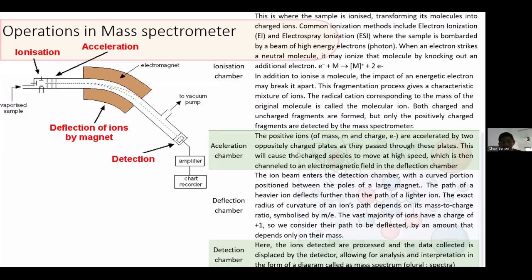In the deflection chamber, the ion beams enter with a curved portion positioned between the poles of a large magnet. The path of the heavier ions deflects further than the path of the lighter ions. The exact radius of curvature of an ion path depends on the mass over charge ratio, symbolized by m over e. Here are a few examples that I can show you about how the deflections occur in the deflection chamber.